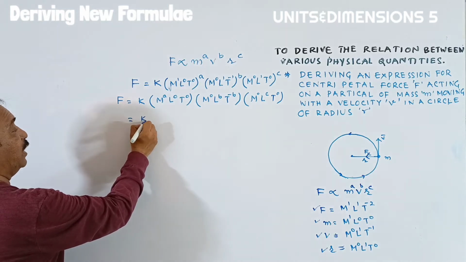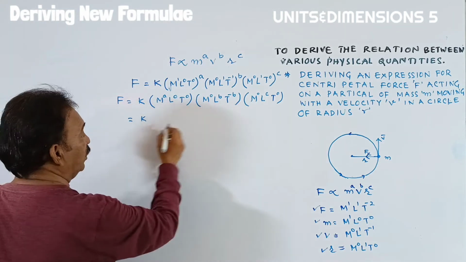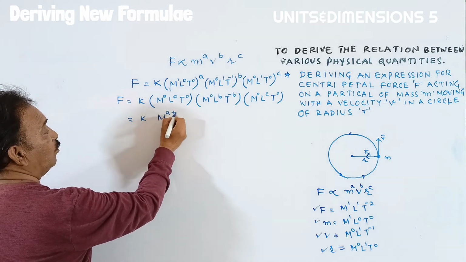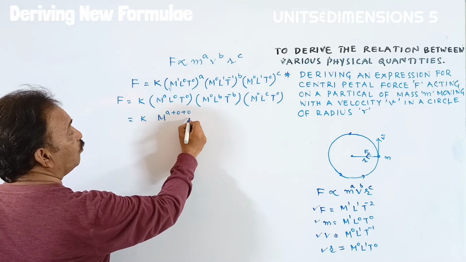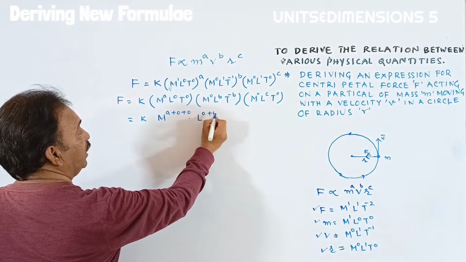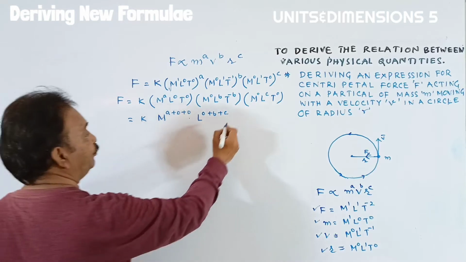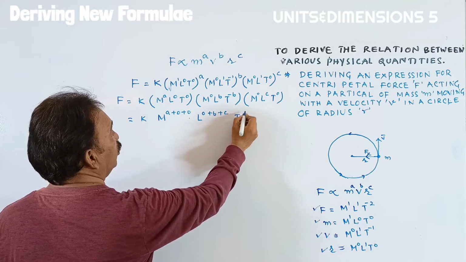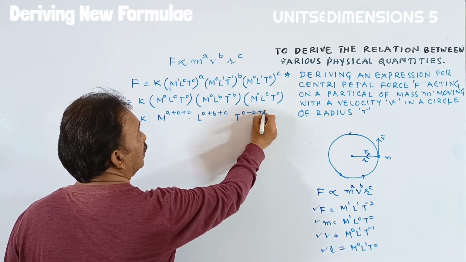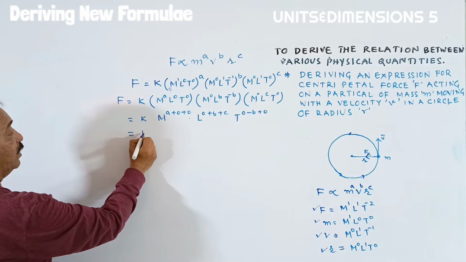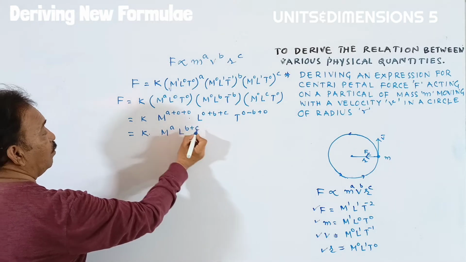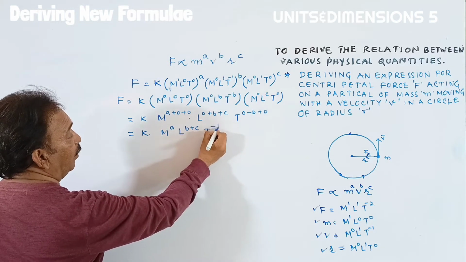Okay, further it can be written as k of, we are taking the same physical quantities. If the bases are same, we have to add the powers. M to the power of a plus 0 plus 0, okay, into L to the power of 0 plus b plus c and T to the power of 0 minus b plus 0. And finally we get k of M to the power of a L to the power of b plus c and T to the power of minus b.